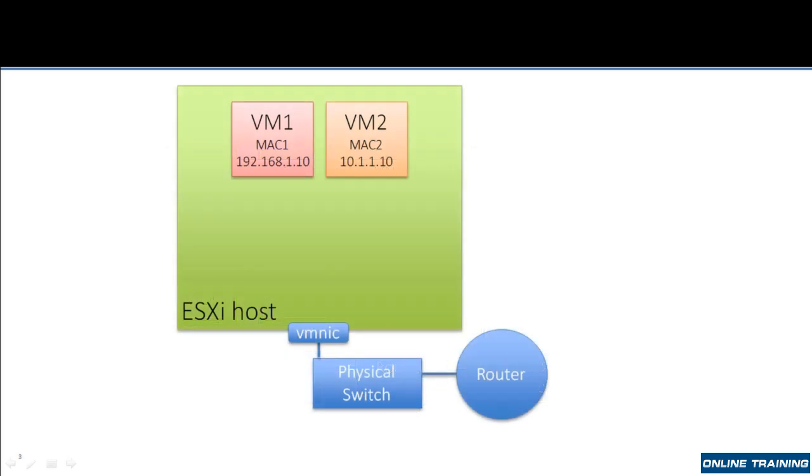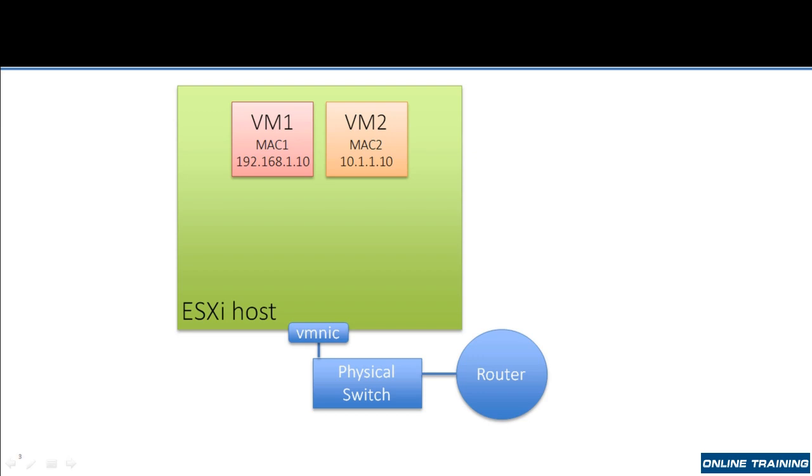But before we do that, let's take a moment to think about how we have traditionally routed traffic in a vSphere environment. So here we have two virtual machines. These VMs are running on the exact same ESXi host. They have different IP addresses on different networks. VM1 is on the 192.168.1 network. VM2 is on the 10.1.1 network. They're on different networks, and that'll work just fine.